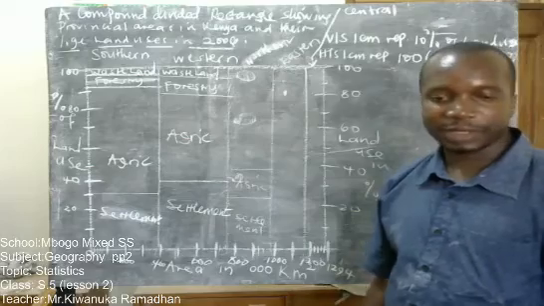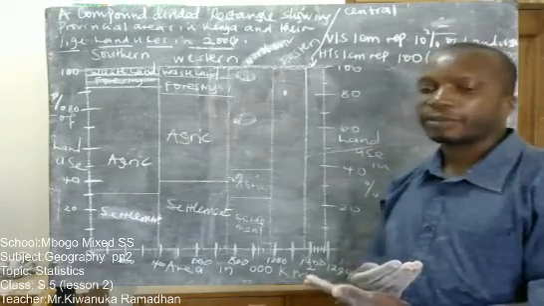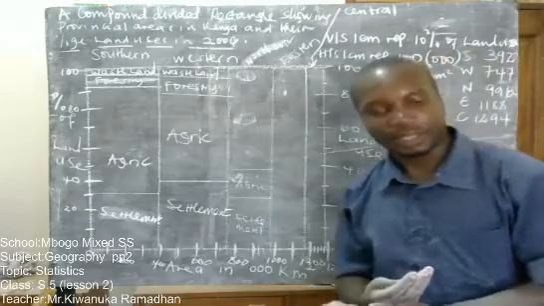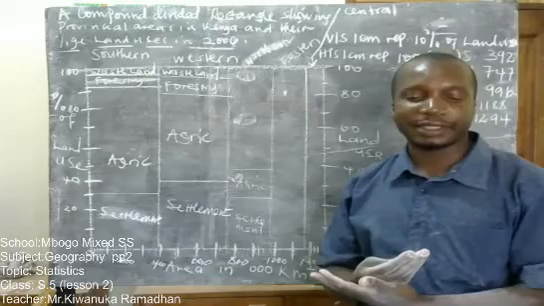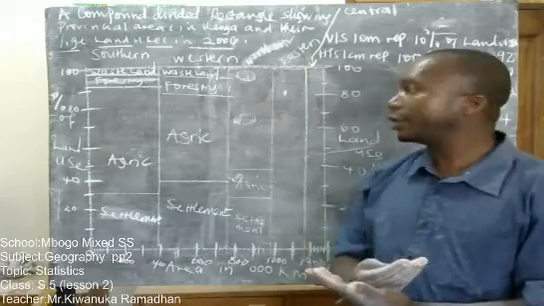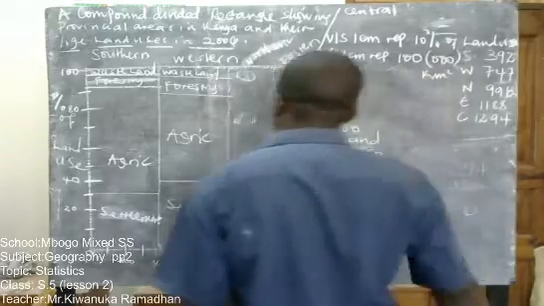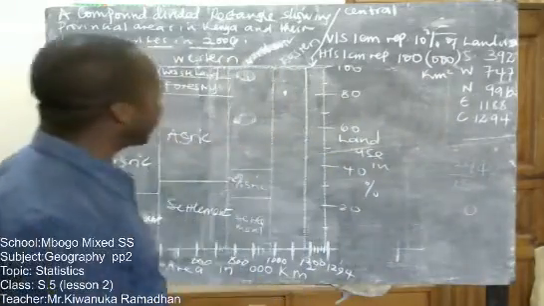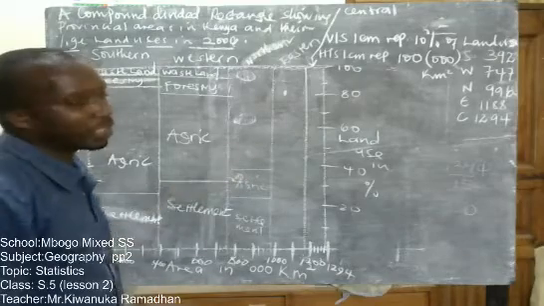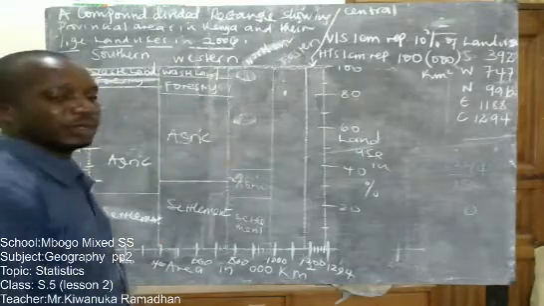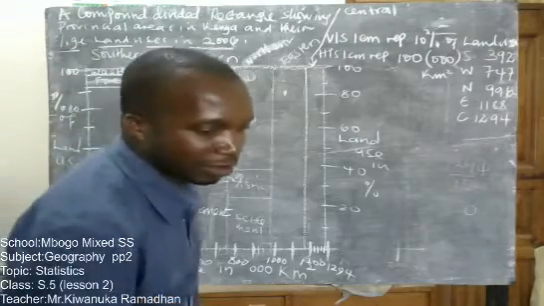State the merits. There we are to say easy to draw or construct, easy to read or understand, good for comparison purposes. It shows a variety of information. Like you can see, a lot of information has been put here. This one is more flexible compared to the one that we saw first. So those are some of the merits.